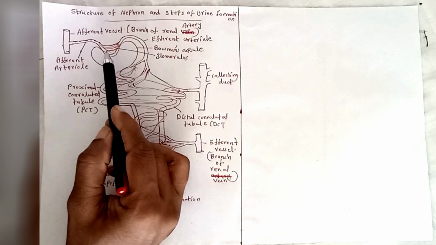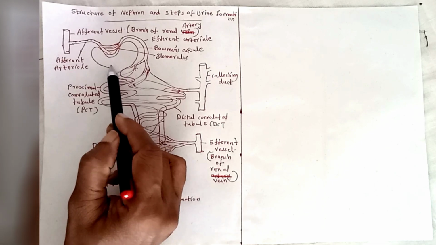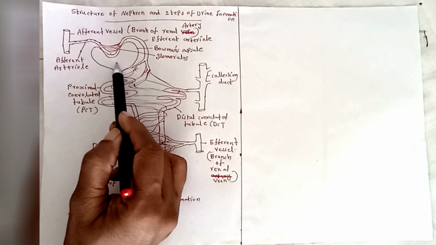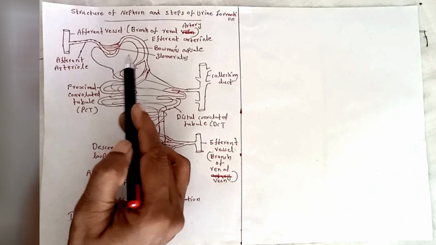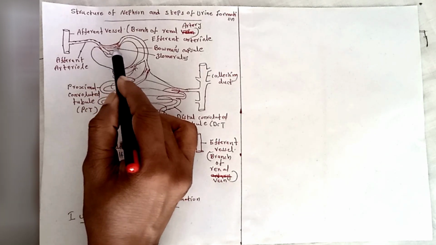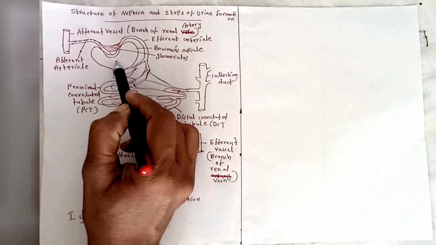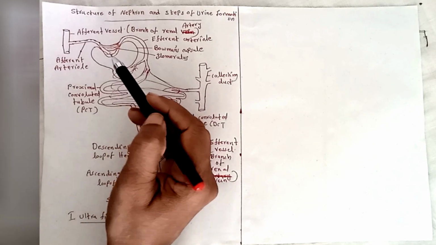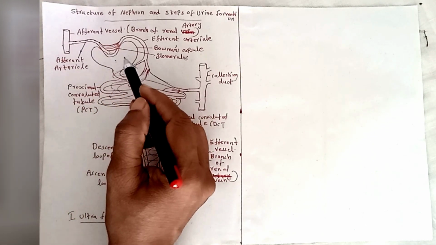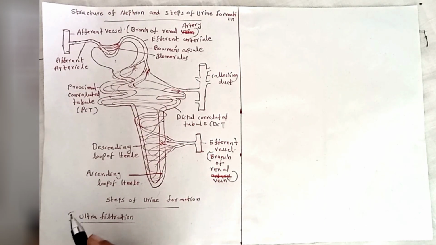The glomerular filtrate, that means the filtrate coming from the glomerulus to the Bowman's capsule. The filtrate oozing from the glomerulus to Bowman's capsule is known as glomerular filtrate, and it contains water, glucose, minerals, amino acids, urea, uric acid.